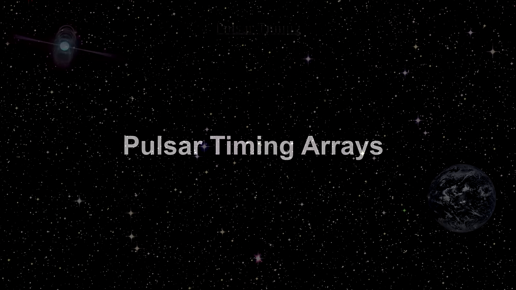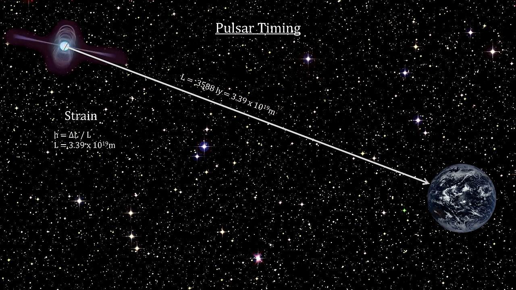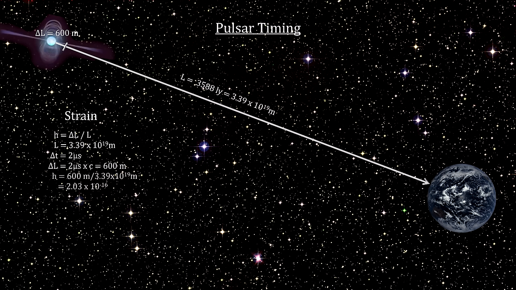A totally different technique for detecting gravitational waves is to use pulsars with rotation rates greater than 100 times per second, called millisecond pulsars. Instead of using interferometers to measure the tiny changes in the length of an arm, it uses the variation in the time it takes for pulsar light to reach Earth. For example, suppose there's a pulsar 3,588 light years away with a pulse every 2 milliseconds. In this example, a supermassive black hole in-spiral creates a gravitational wave that increases the time between pulses by 2 microseconds over 6 years. That's 600 meters, giving us a strain of 2 × 10⁻⁶.